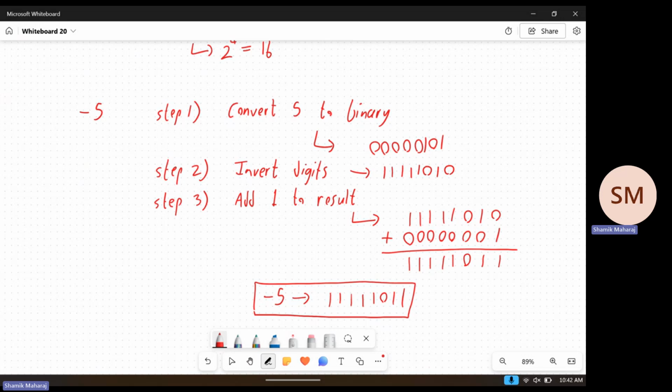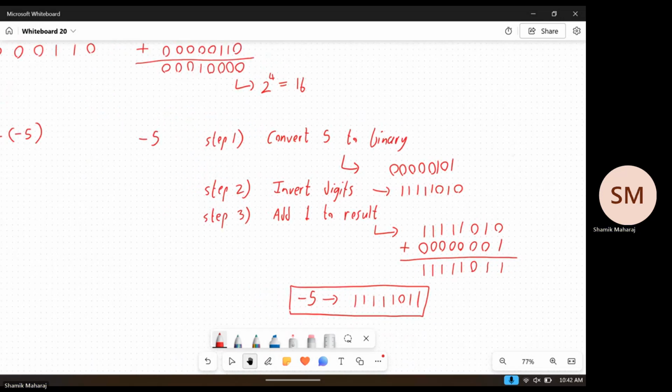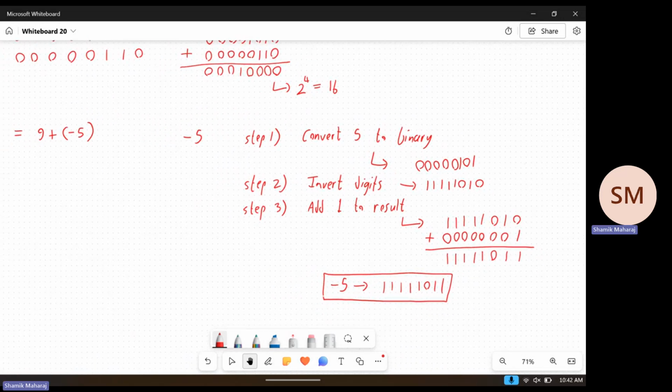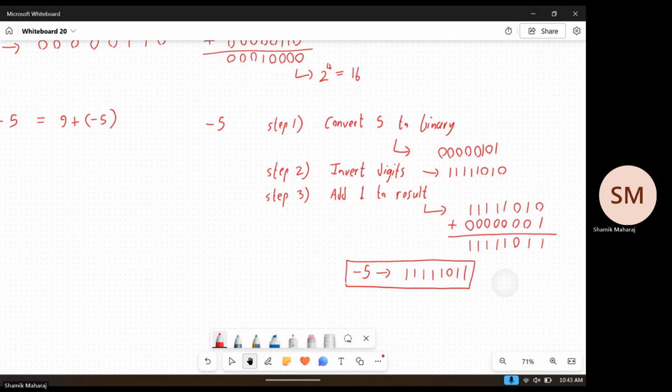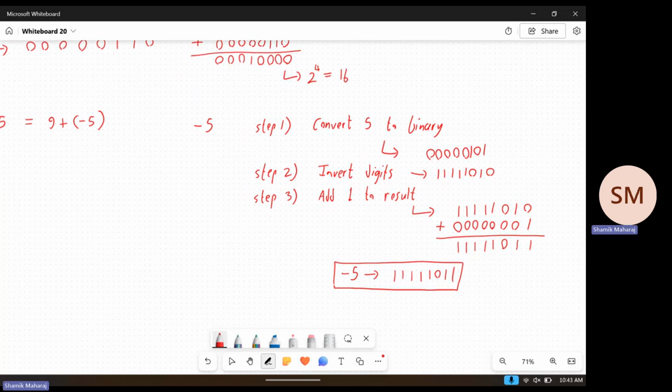Okay, I'll give you guys a moment if you're writing that down. So now we can work out 9 minus 5 by saying 9 plus -5. So just take 9 and add it to this result down here. I'll give you guys a moment to take that in.